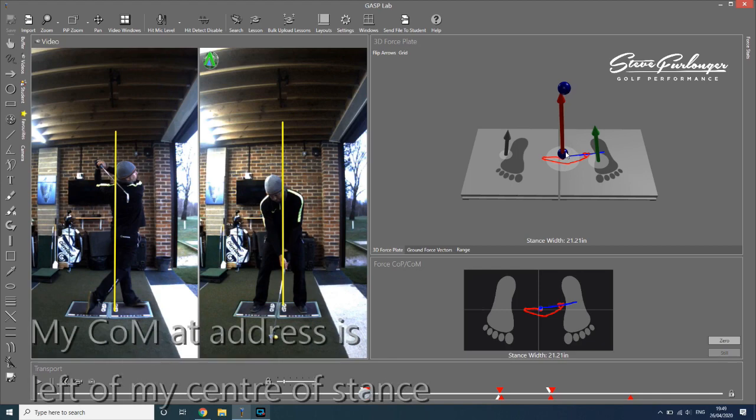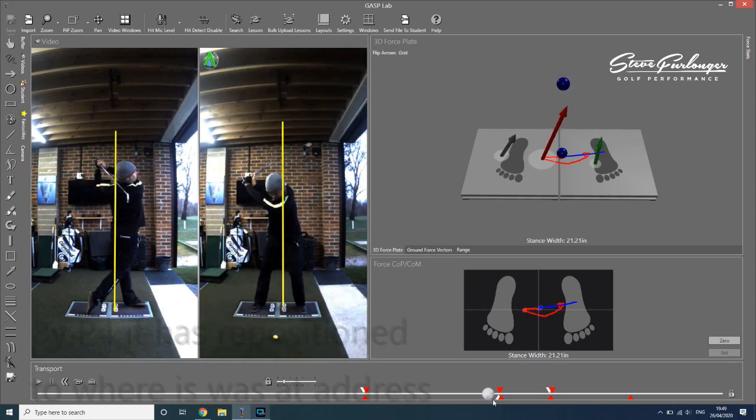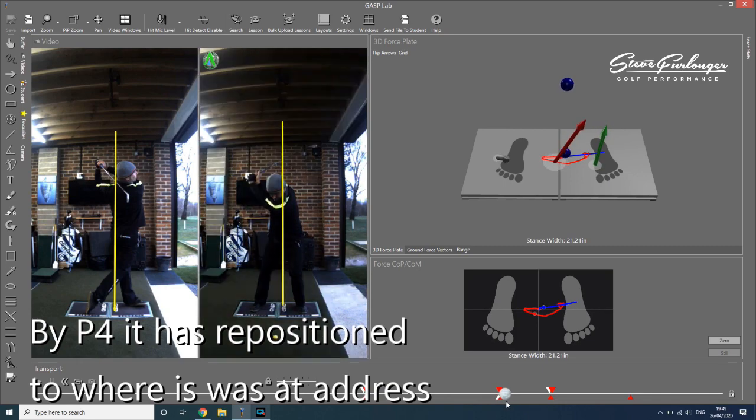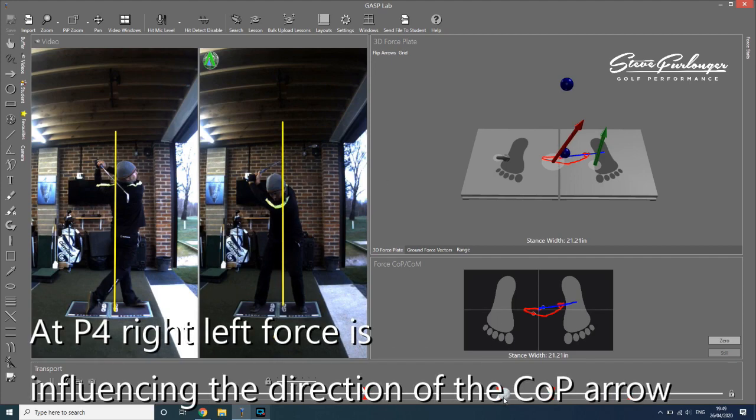You can see my center of mass is left of the center of stance, left of the center of plate. So you can see here from the two blue dots, the start point of my center of mass. That moves to the right of its original position by P2, back to the center of the plate now. By P4, repositioned itself left of center of the plate, left of center of stance. We can see a bit more body mass left of this vertical yellow line. We can see how right-left forces influence the direction of the angle of the red arrow.